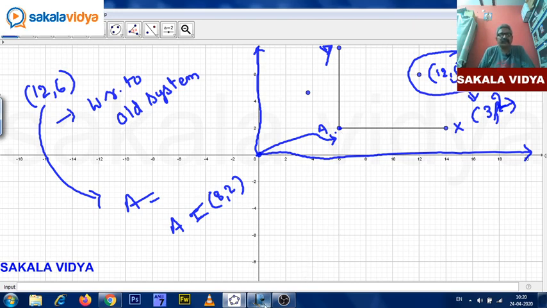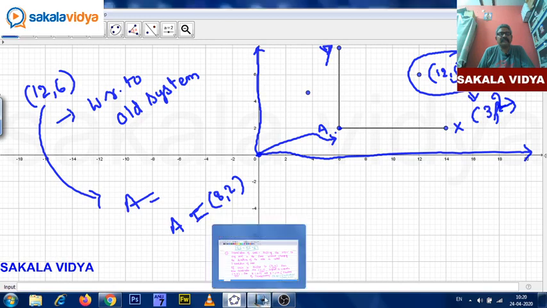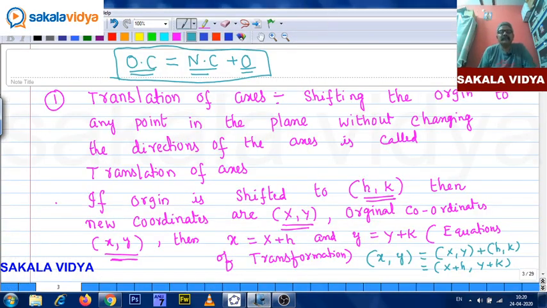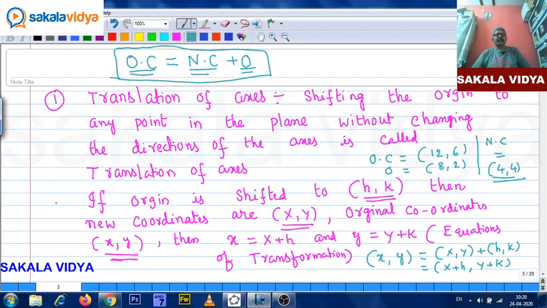Let us find out now. The old coordinates are 12 comma 6. The origin is equal to 8 comma 2. Now you need to find the new coordinates. New coordinates means very simple: old coordinates minus origin. From the old coordinates subtract this one. You will get 12 minus 8 is 4, 6 minus 2 is 4. 4 comma 4 is the new coordinates. Like that we can easily find out. Okay, understood now?